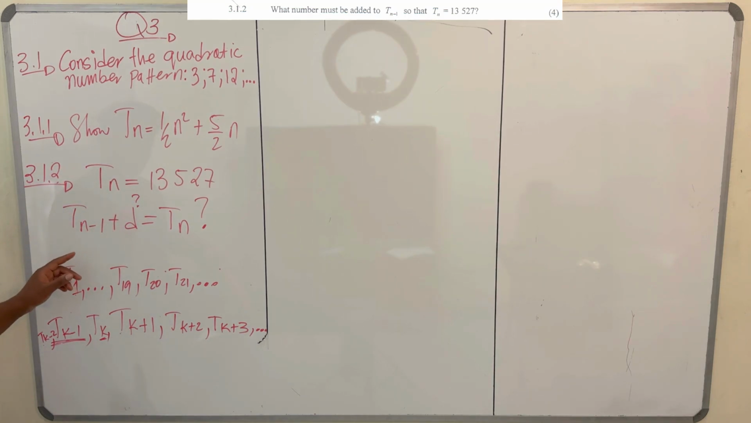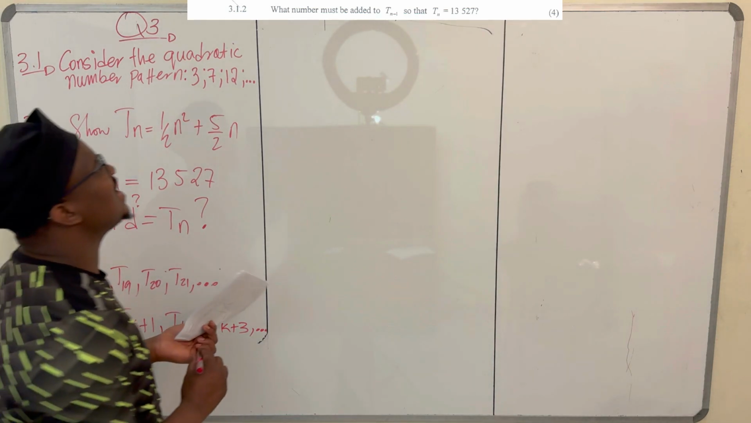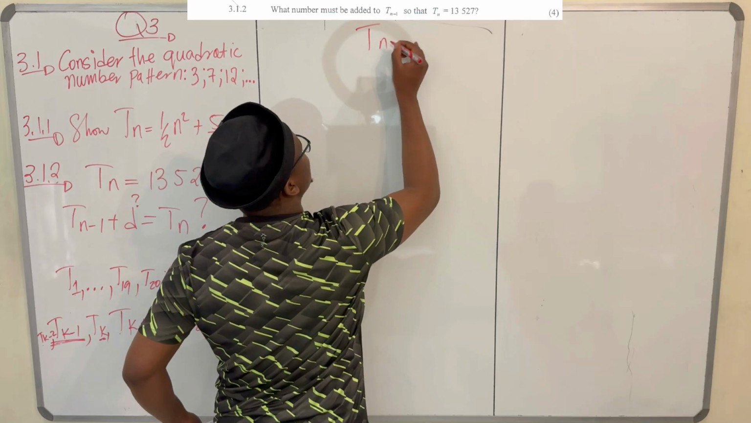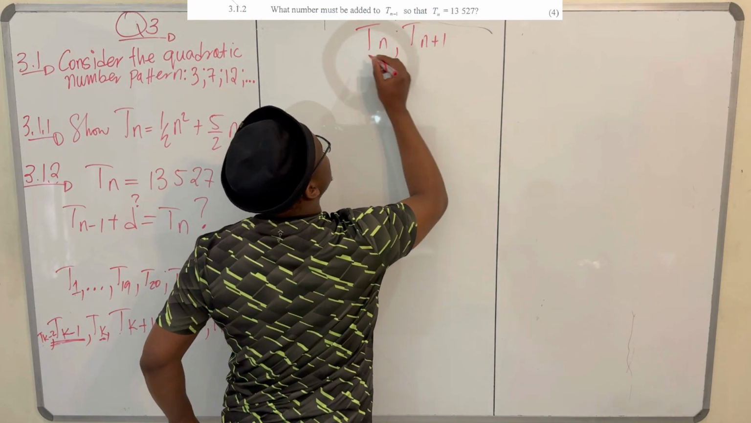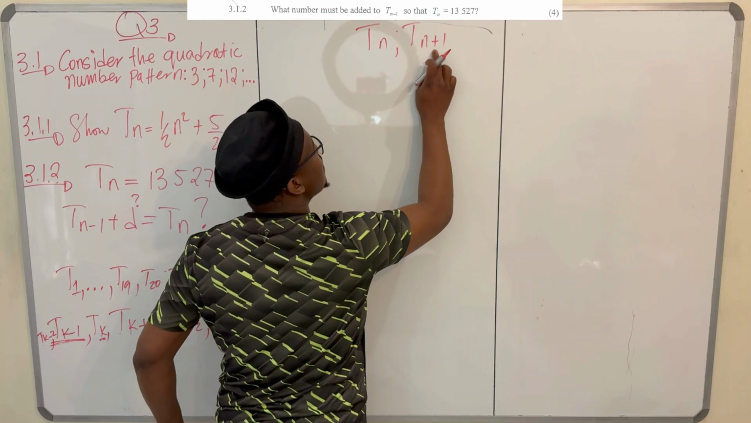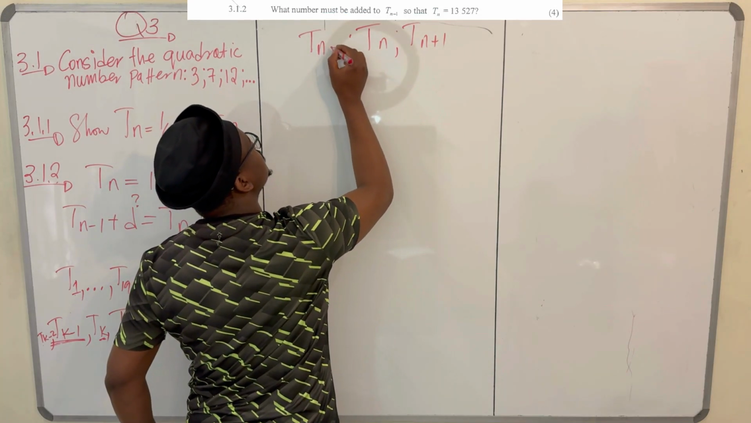Right? So the point that I'm trying to explain is that these terms are sitting next to each other, like Tk and Tk plus 1, like Tk and Tn minus 1. So this is the situation that we have here. You have a term Tn that you are given. The term after it will be Tn plus 1. The term before it will be Tn minus 1.